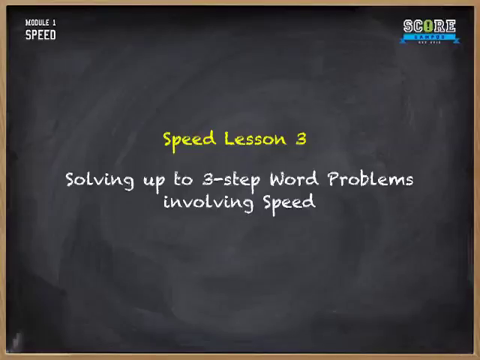Speed, Module 1, Lesson 3, the final lesson of Module 1 of Speed, solving up to 3-step word problems involving speed. Calculators are allowed. Now that we have understood the concept of the DST triangle and how to calculate average speed, we are going to try a few different word problems. Just remember to write out the information you're given in a systematic way, and you should have no problems at all. If you still have difficulty, go over the videos and notes again and you'll be fine.